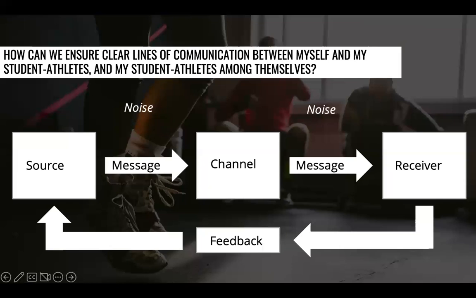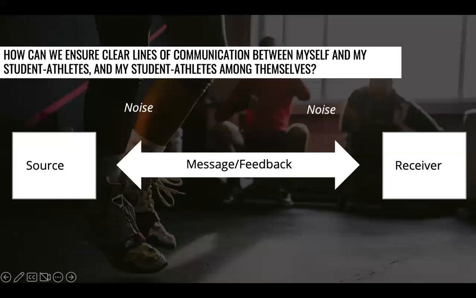Moving even beyond feedback loops, we move into what we call transformational communication. Transformational communication provides the expectation that communication is a two-way street, where the source is relaying a specific message to the receiver, and there is the expectation that the receiver can provide feedback to the source. This is true between coaches and student athletes, and among student athletes themselves.